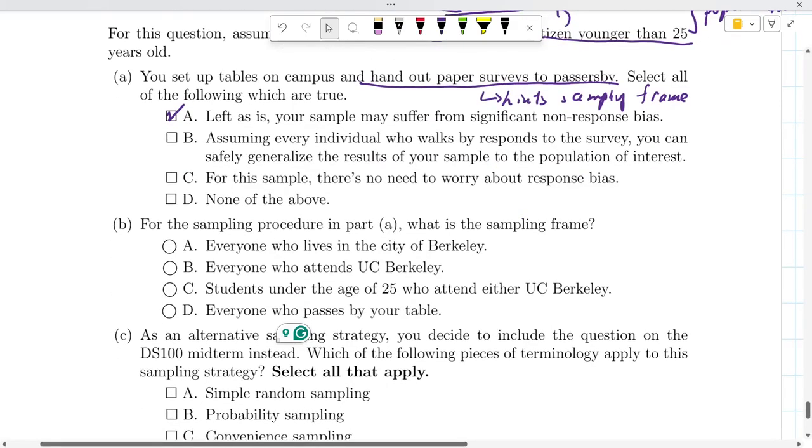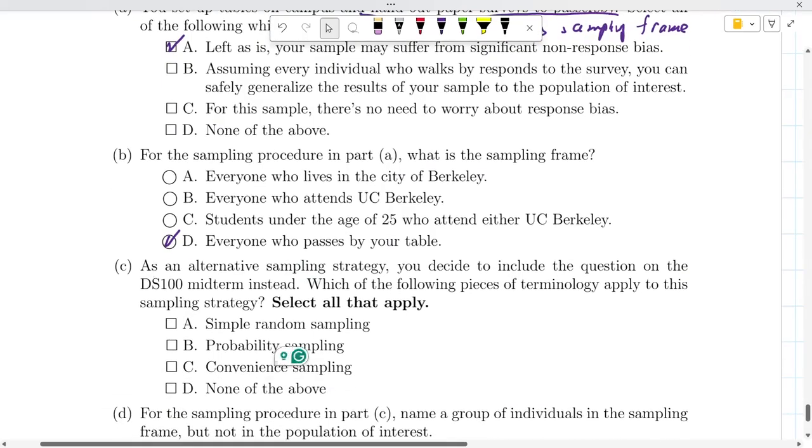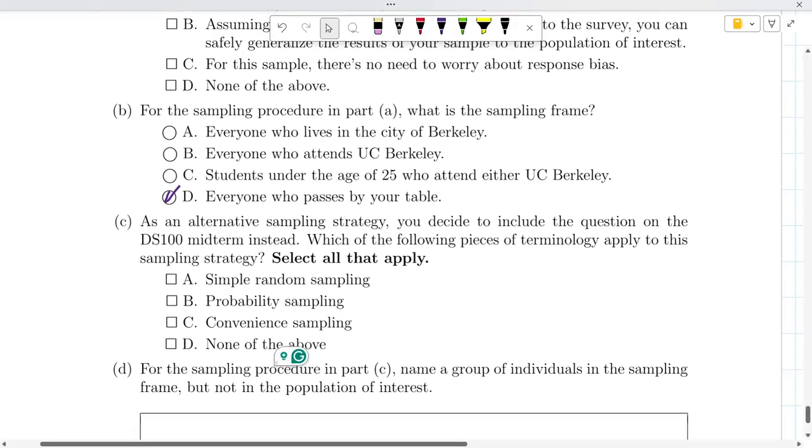Okay, and following the sampling procedure, what is the sampling frame? Well, more precisely, it's just whoever passes by your table, because people who are not from UC Berkeley can still pass by your table as the campus is free to enter. So the correct answer here is D. All right. As an alternative sampling strategy, you decide to include the question on the Data 100 midterm instead. Which of the following pieces of terminology apply to the sampling strategy? Okay, so basically, you are putting this survey question on a midterm.